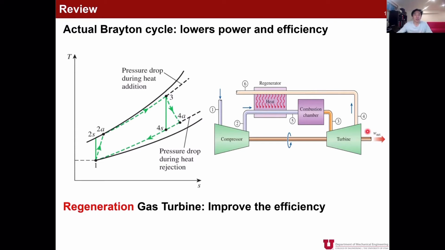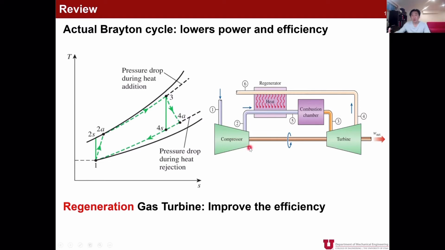Looking at the TS diagram of the actual Brayton cycle, which is shown as the green dashed curve, as a result of these two loss factors, the overall area surrounded by the four processes shrinks from the ideal case. By the amount of shrink, we lose some power. At the same time, because of those loss factors, the thermal efficiency of the Brayton cycle is also lowered. So how can we compensate for this lost power and lowered efficiency?